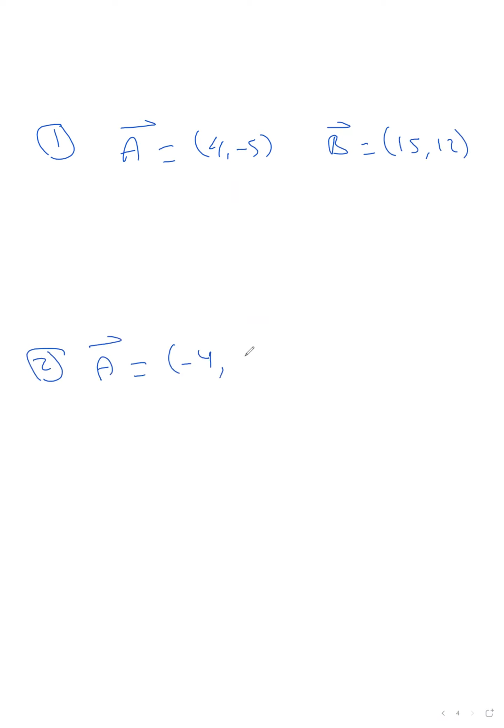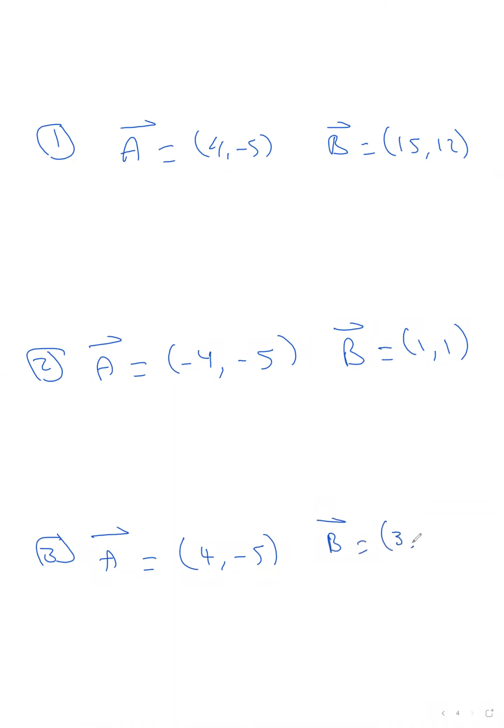Okay, I'll give you 3 examples. Number 1, if A equals 4 and negative 5 and B equals 15 and 12. Number 2, A equals negative 4 and negative 5 and B equals 1 and 1. Number 3, vector A equals 4 and negative 5 and vector B equals 3 and 1. Okay, find the measure of the angle between its two vectors in number 1 and 2 and 3, and I'll give you 3 minutes to solve.